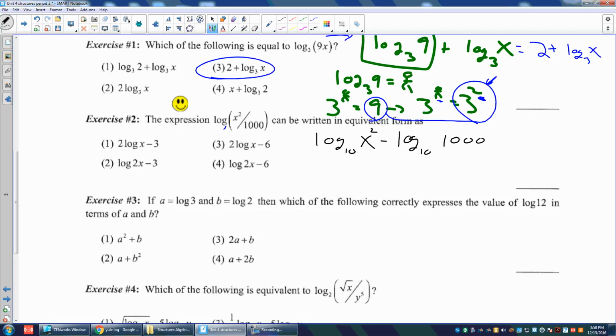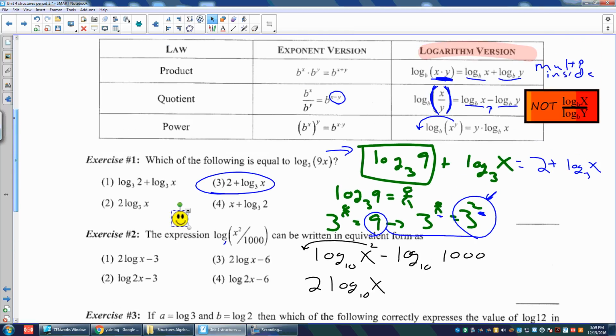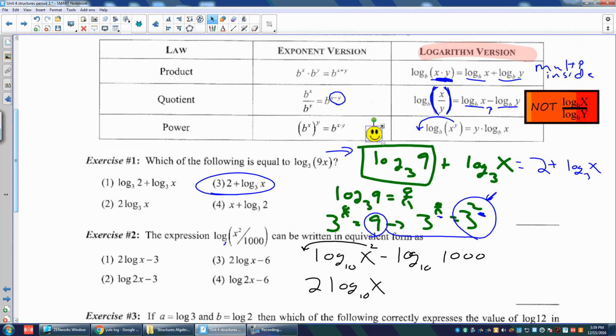That isn't any of our answers. Let's use the exponent rule. Log base 10 of x squared, so we have 2 log base 10 of x. We just use this rule right here.